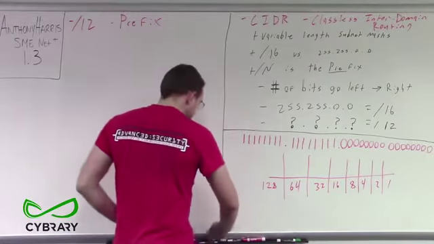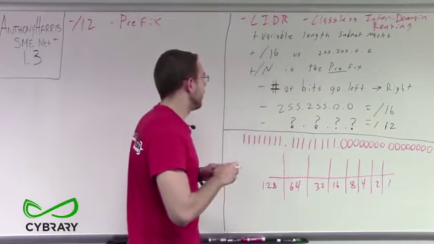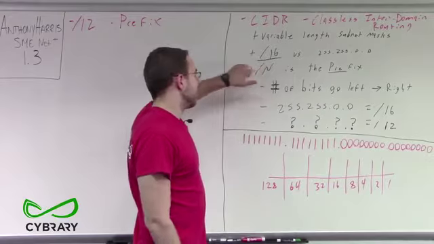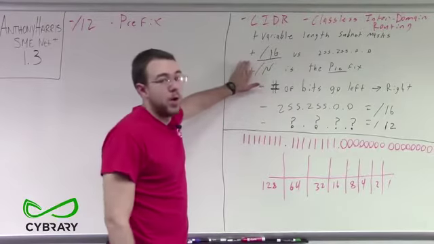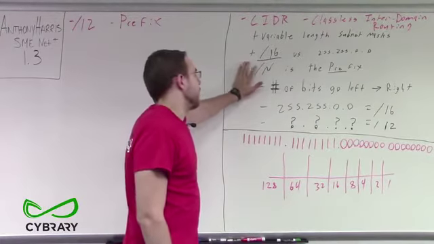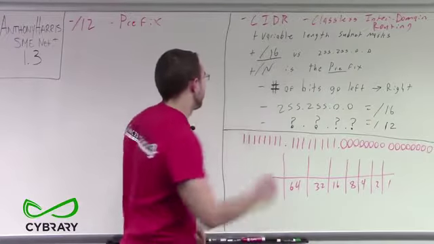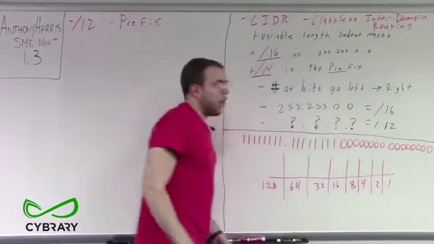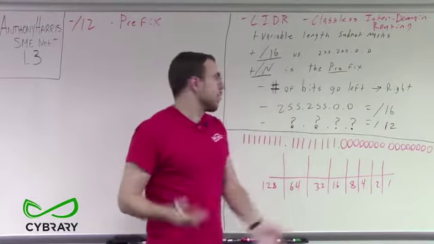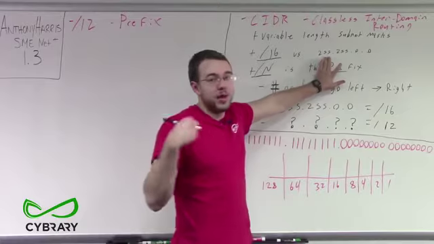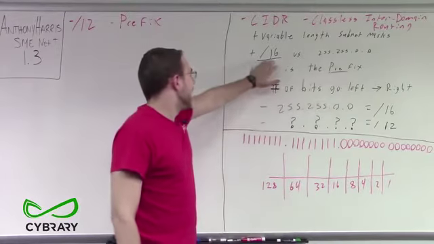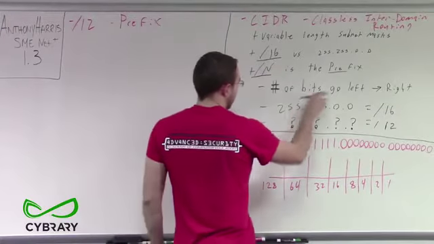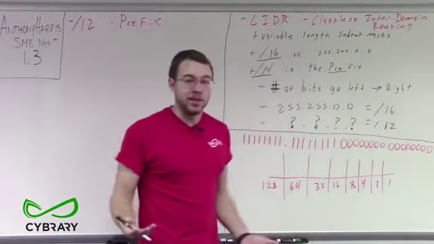Now, we display CIDR as a slash followed by a number. Now, this number can be anything from 1 to 31. So what does this number mean? Well, this number, the /n, is our prefix. Now, what we mean by prefix is when we break our subnet mask into individual bits, that number is the number of those bits starting from left to right that are ones.